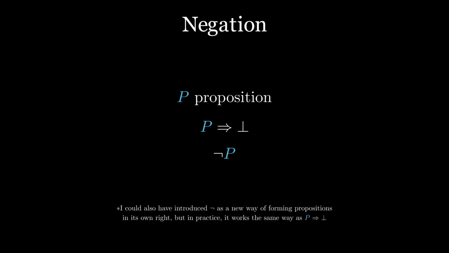Next, we have negation. So far, I've talked about how we can prove statements, but not how you can disprove them. That is, show they hold for no networks of R objects. The way we disprove the statement P is by proving the statement P implies false. That is, P leads to a contradiction. We can abbreviate this like so, read as not P, the statement that P is false.